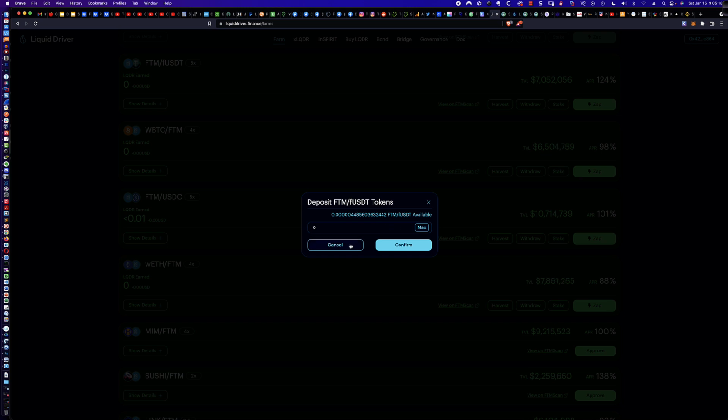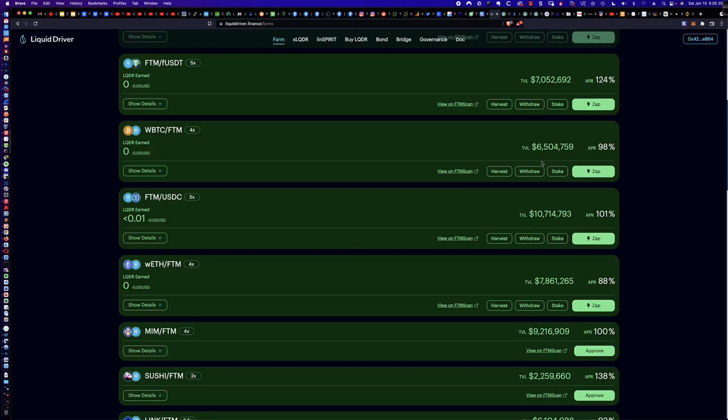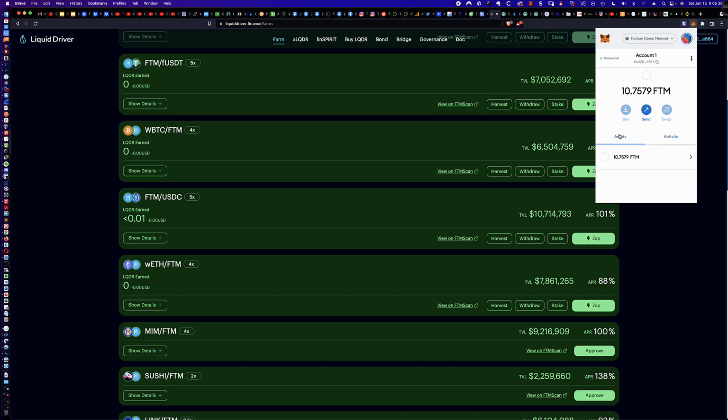But what I want to show you before we do this is where can you see these LP tokens? Because people are clicking on their MetaMask wallet and looking at the assets, and they're like, okay, I see the FTM got removed. What about the FUSDC?